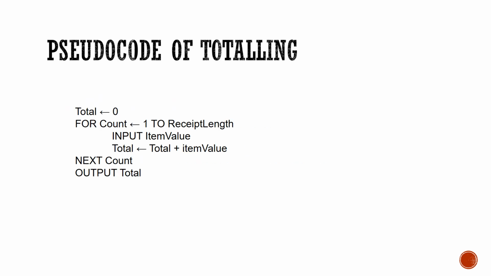So the pseudocode for totaling is: initially total is 0. Then for count 1 to receipt length, we start at count 1 and run this loop until we reach receipt length. Then we take the input value and add total plus item value. At the end, we display the output on our screen. I hope you already know all these things: for loop, input, output. If you don't know, please go and check my programming video. In that video, I have talked about pseudocode in detail.